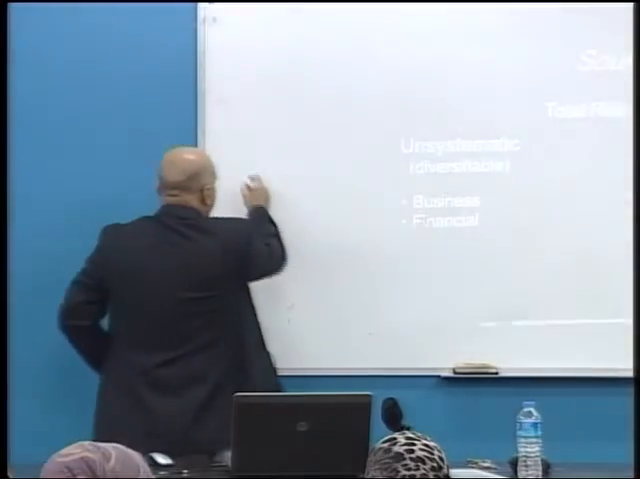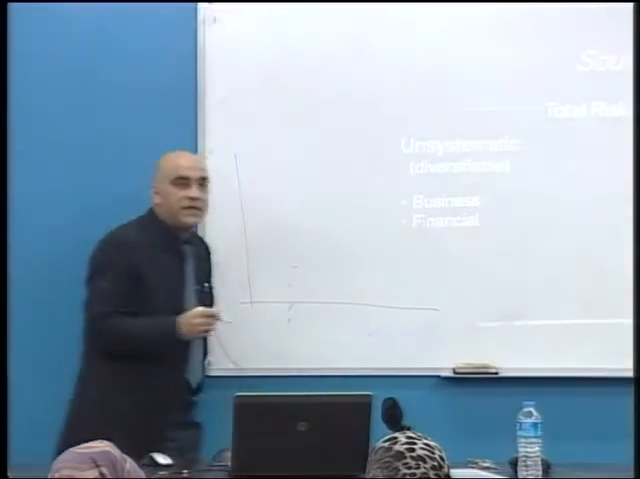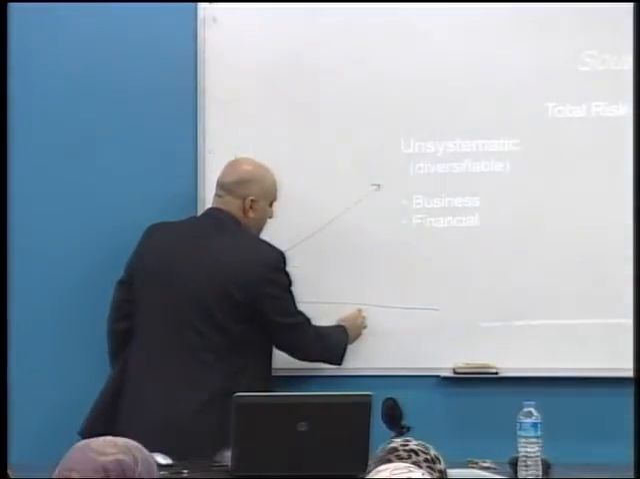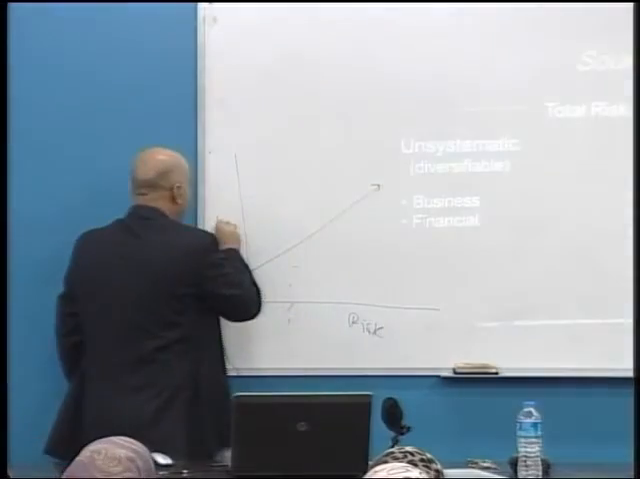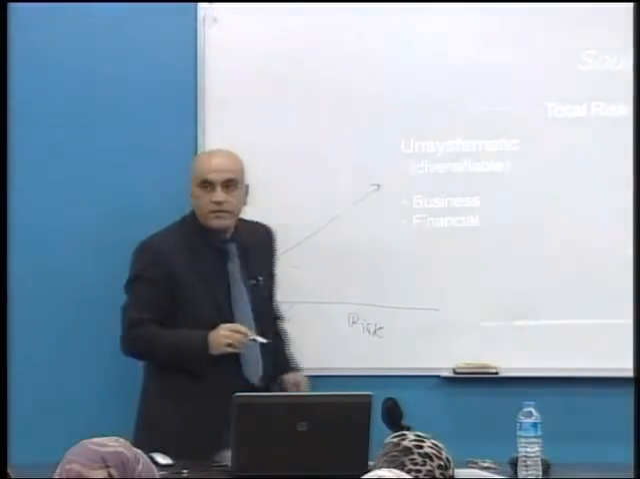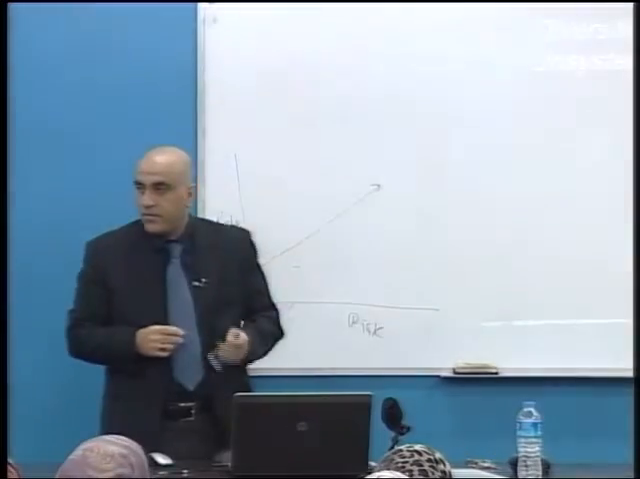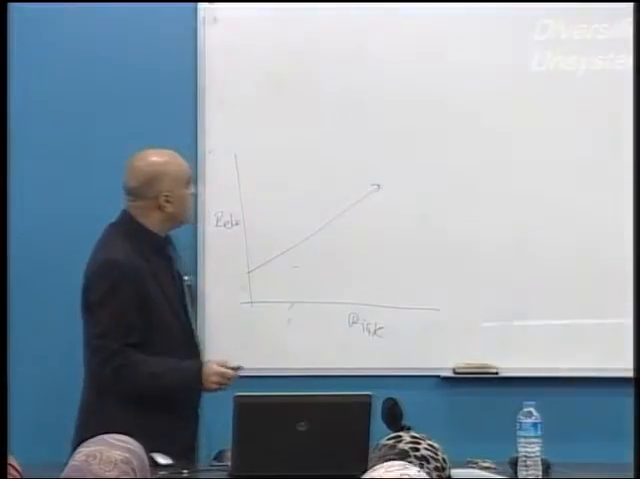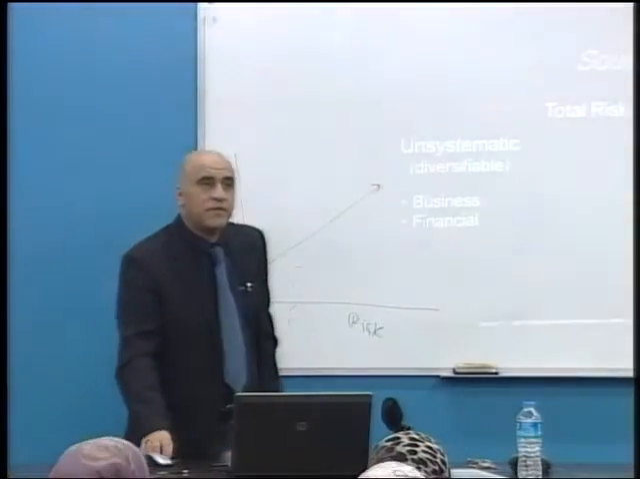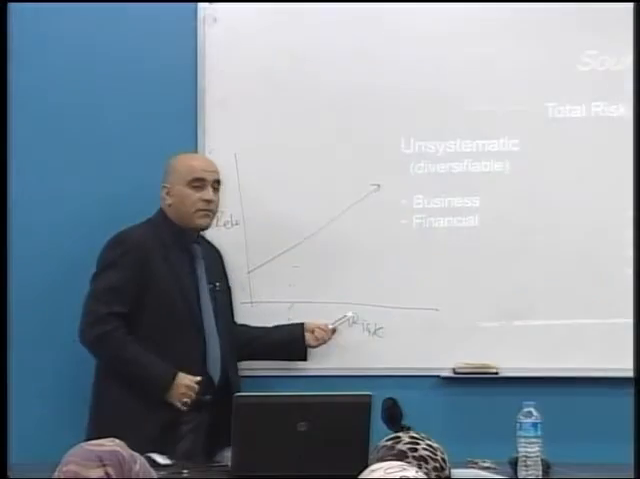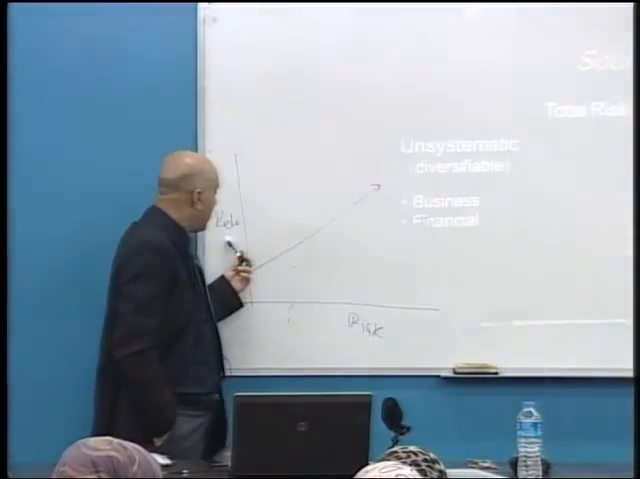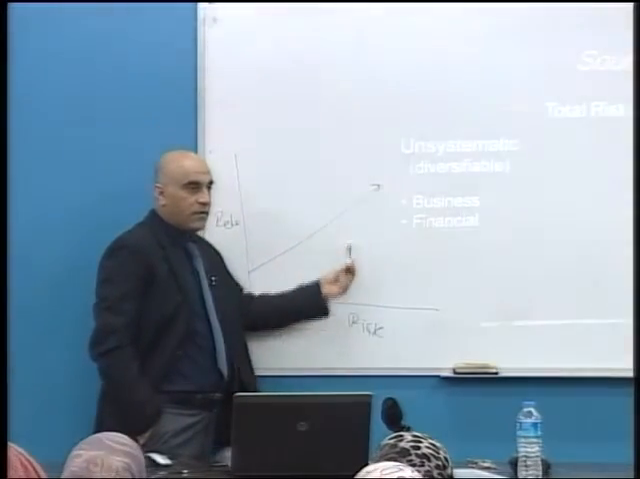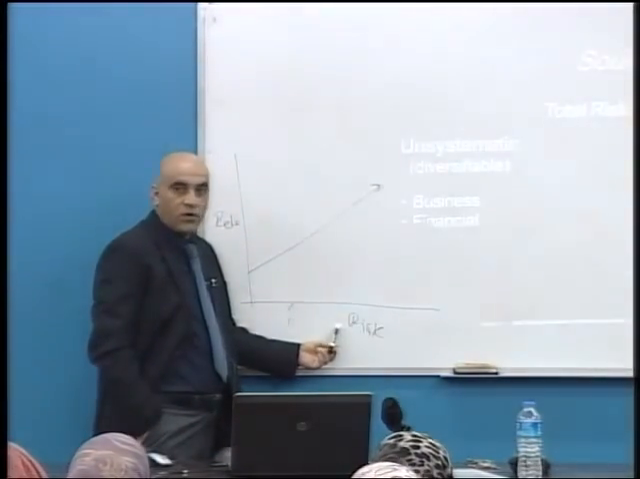No problem. Now, sources of risk. We have two main sources of risk. We have systematic risk and we have unsystematic risk. So, if we have the security market line, this is risk, and this is return. And as you observe, there is a positive relationship between risk and return. The more return you acquire, the higher risk you hold.